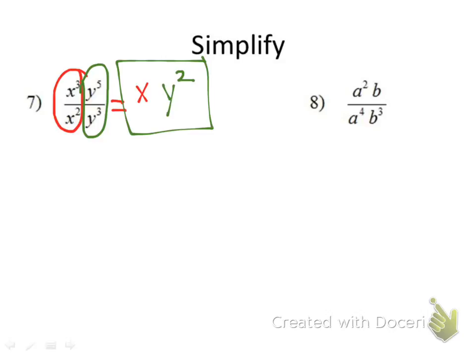Check out number 8. Same sort of problem. We have to go letter by letter. So a squared over a to the 4th gives me what? A to the 2nd on the bottom. Good. For the b's, I need to give it an exponent. So b to the 1st over b to the 3rd is b to the 2nd on the bottom. How do I know these are on the bottom? Put a 1 on the top. Good.